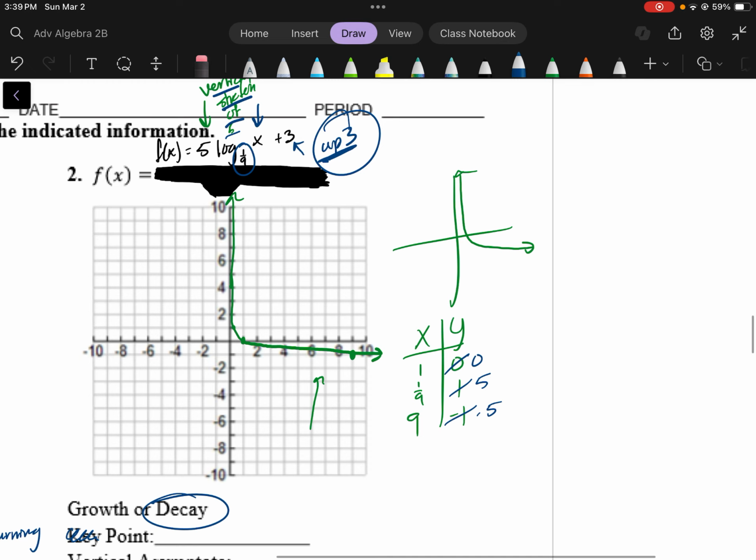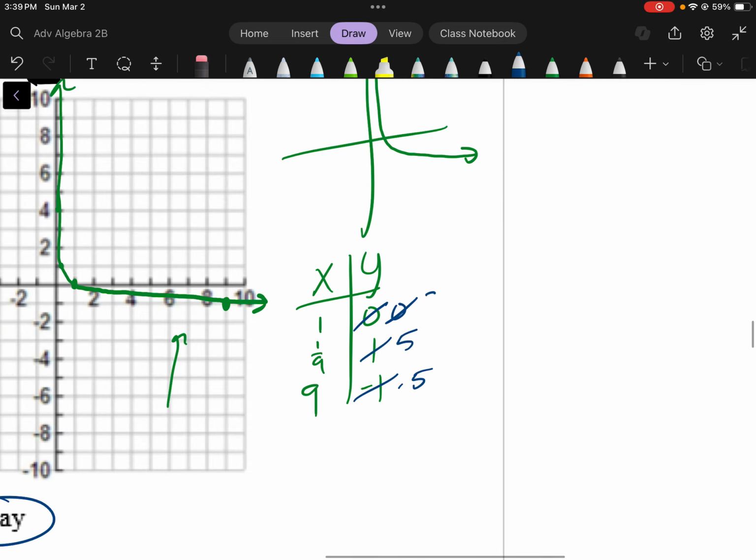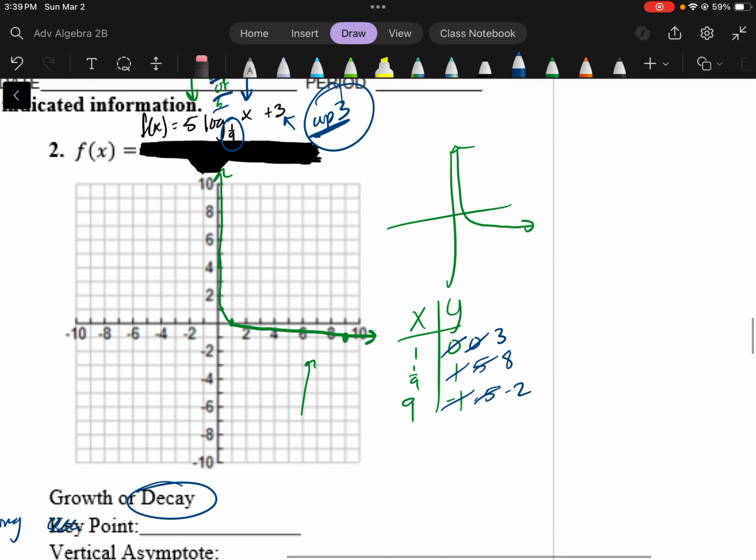Then we're going to go up 3, because again, that affects the y value. So from 0, we'll go plus 3, and plus 3. And then we can graph. So we have (1, 3). Then we have (1/9, 8). So that's going to be way up there at the top. And then we have (9, -2). Okay.